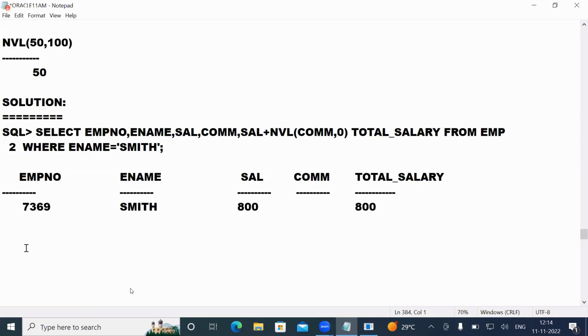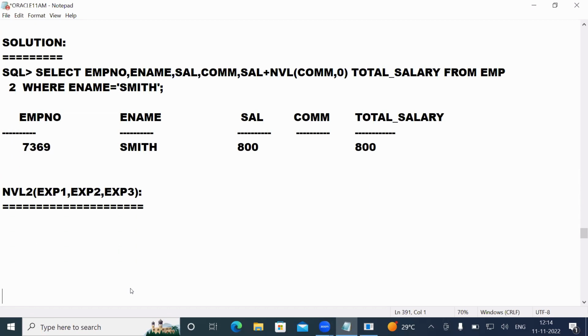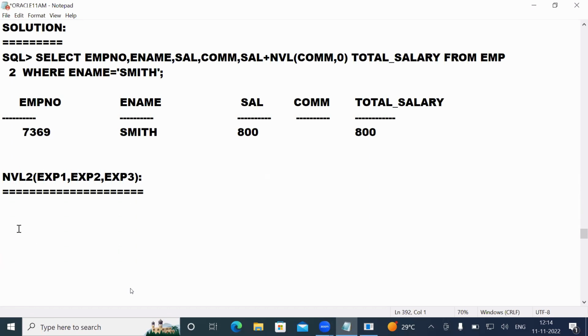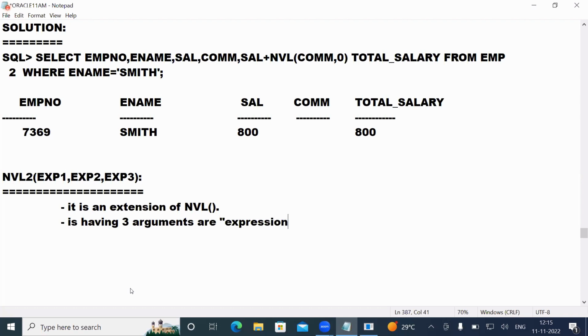Okay, NVL. But in the latest versions, we have one more, that is called NVL2 of expression 1, expression 2, expression 3. This is an extension of your NVL function. And how does this function work, let me see. First of all, it is an extension of the NVL function. And how many arguments does this function have, guys? It has 3 arguments. First argument, expression 1. Second argument, expression 2. Third argument, expression 3. So there are 3 arguments.